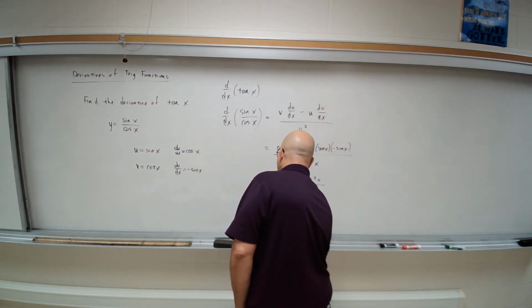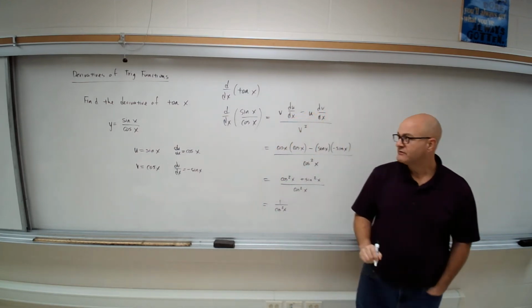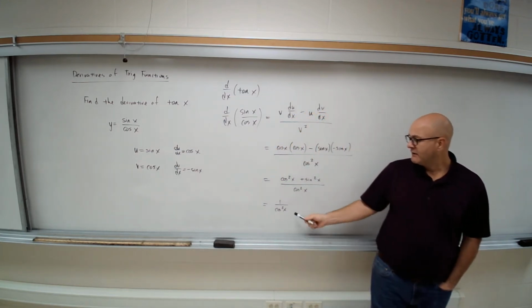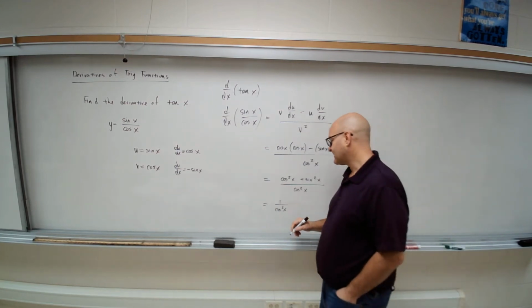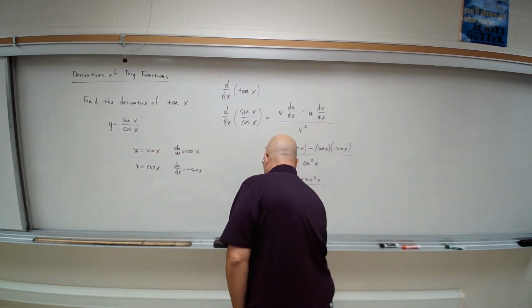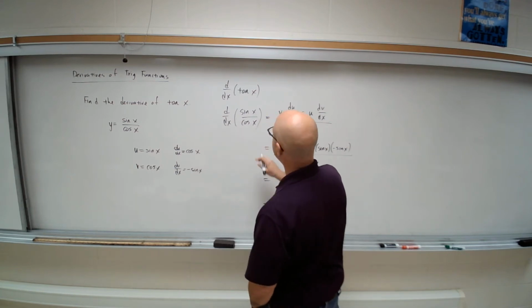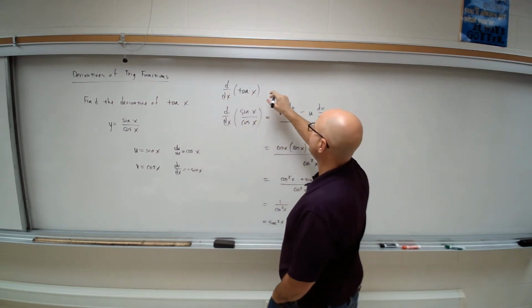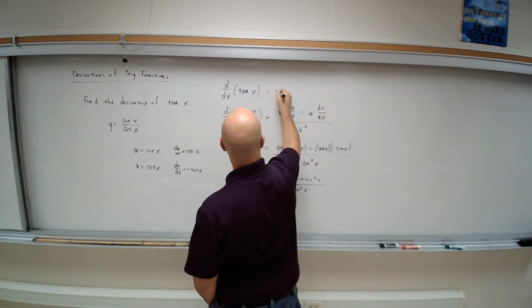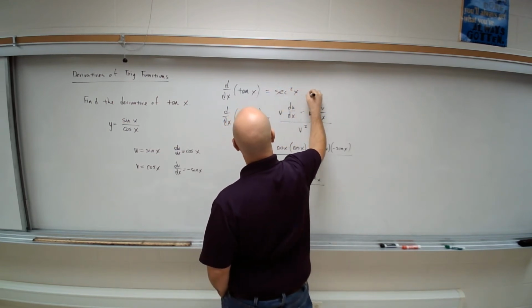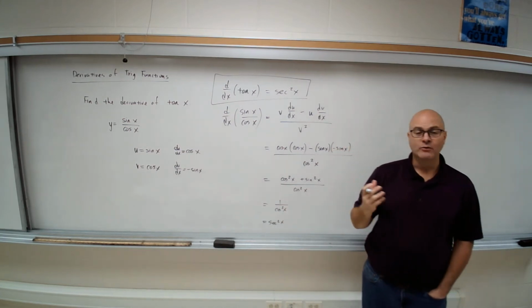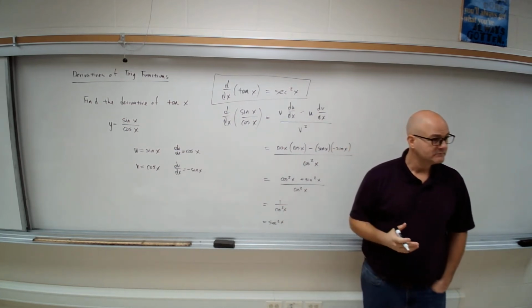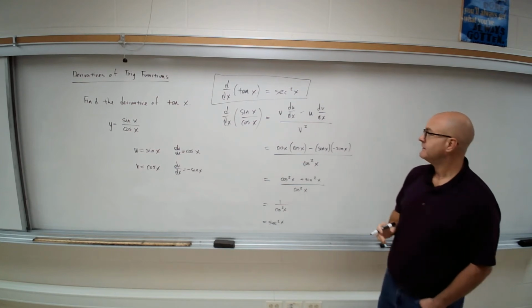over the cosine squared of x, which generally, instead of writing that, is equivalent to the secant squared of x. So the derivative with respect to x of the tangent of x is the secant squared of x. So just another rule that we know. Another one.